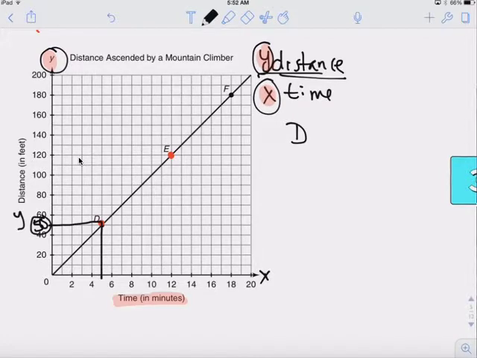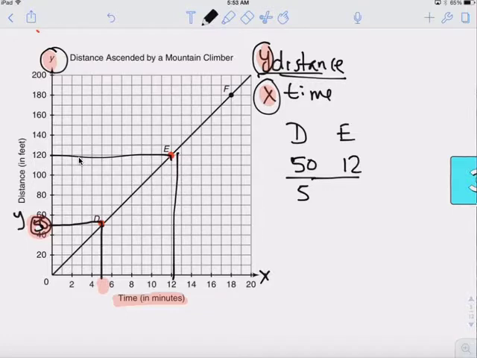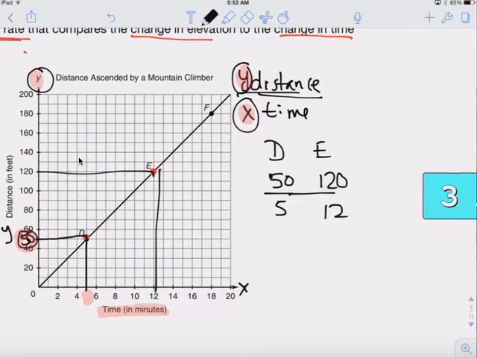Your y is 50 over your x, which is 5. 50 over 5. And your point E coordinate is 120 over 12. So basically, this is distance in feet over time in minutes, feet per minute. That's how we get our answer, feet per minute.